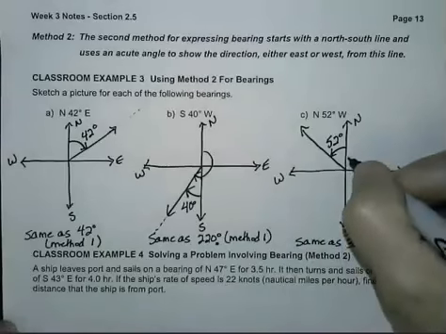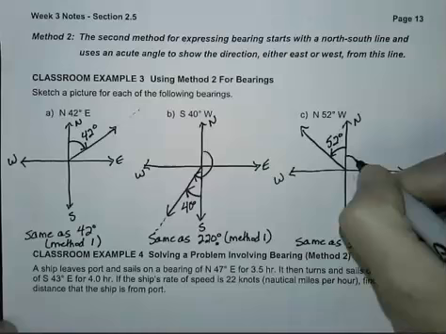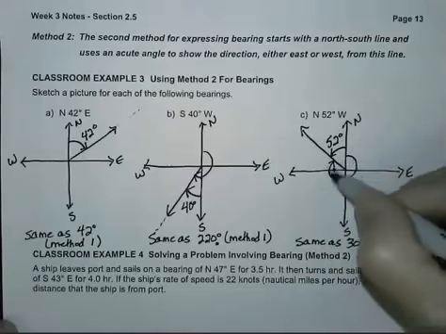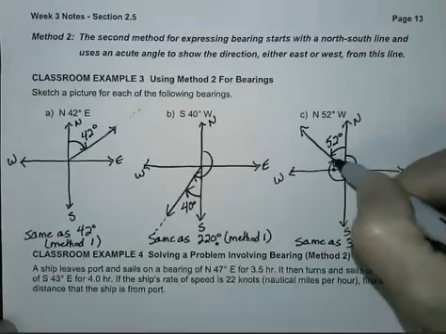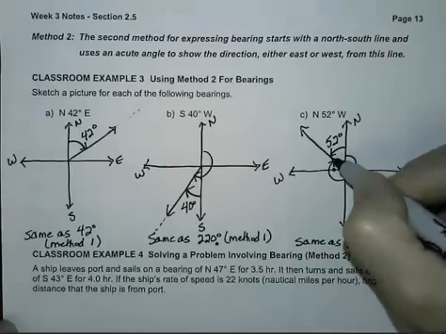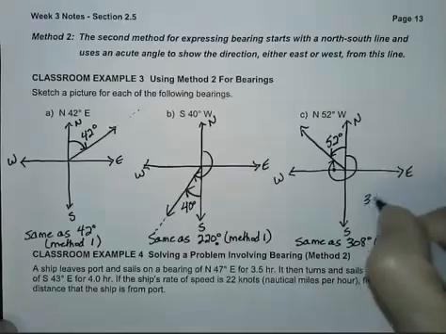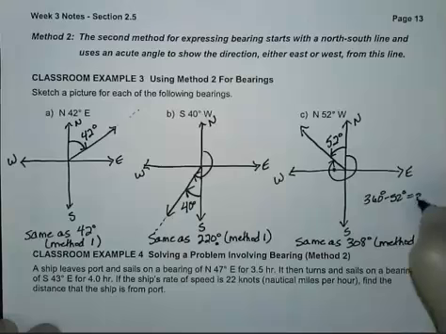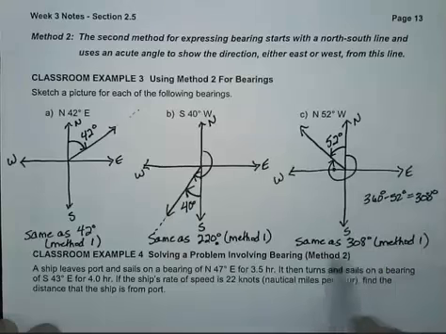For this one, to use method 1, we'd start from due north, go clockwise all the way around to here. To figure this out, we could go all the way around 360 degrees and then back up 52 degrees. So this would be 360 minus 52, which would give us 308 degrees. So this one would be the same as 308 degrees using method 1.